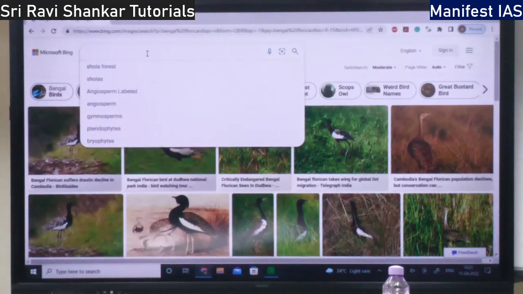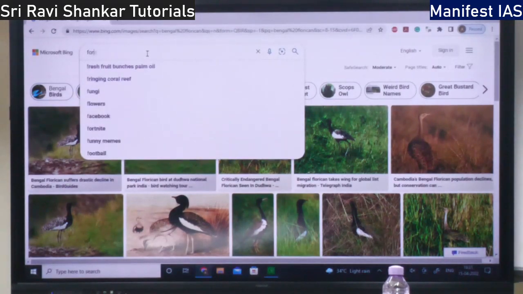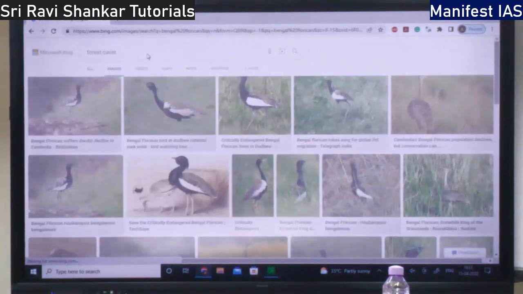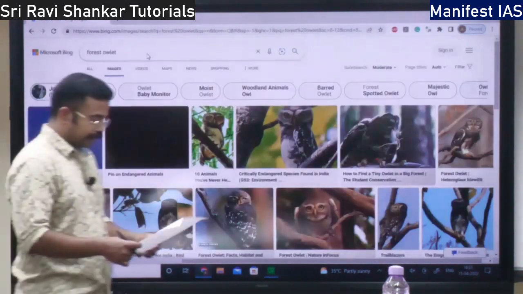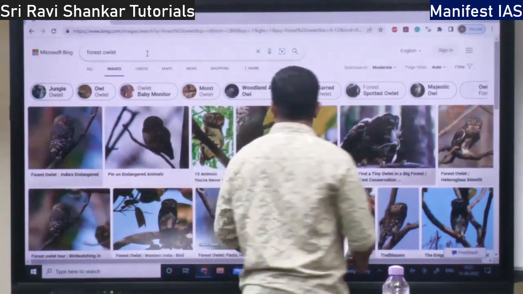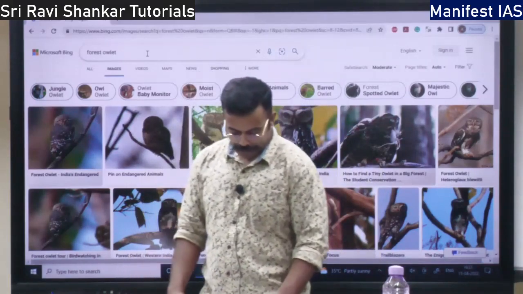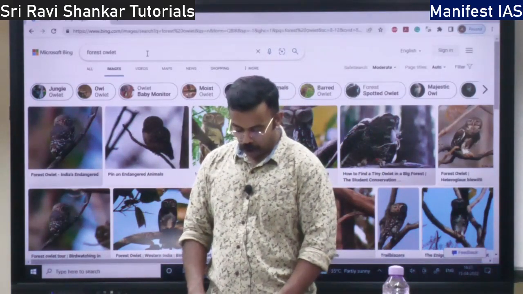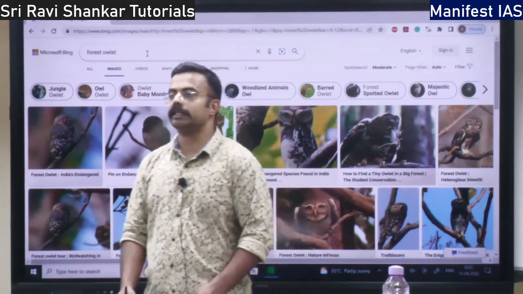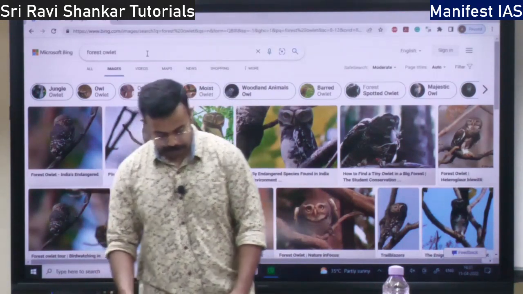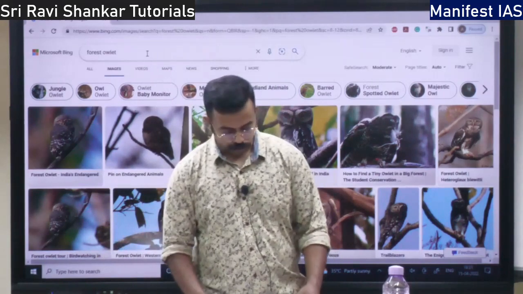Then you have a forest owlet. Forest owlet is also critically endangered. You will find it in the dry deciduous area. That is endemic. So this is critically endangered, endemic. Next is the last endangered species, hog deer. Hog deer, you will find it in the grassland. That is the last endangered species I'm going to talk about.